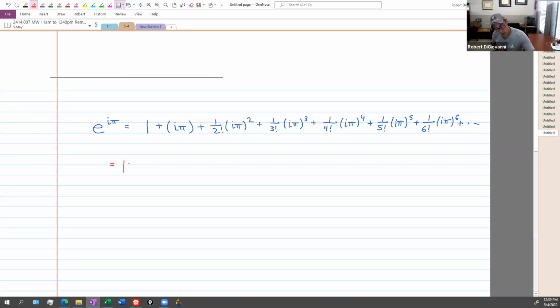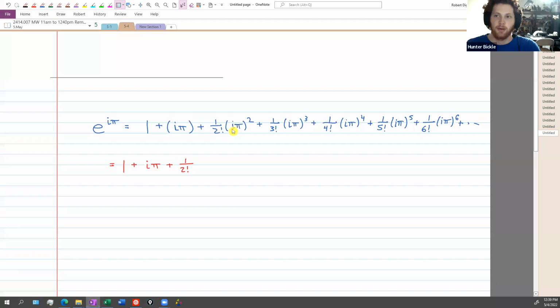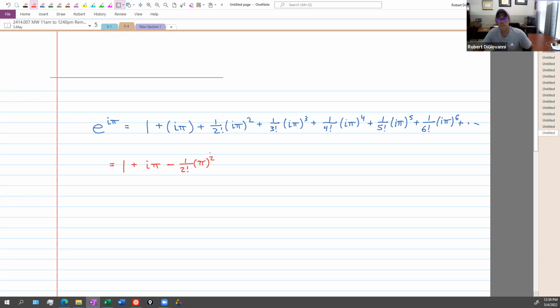Now, this is 1 plus i pi plus 1 over 2 factorial. Tell me what happens here. If I square the i and square the pi, what is i squared? -1. So I'm going to make this plus a minus. And there's no more i because i squared is -1, but I still have pi squared. Now I have plus 1 over 3 factorial. What's i cubed? -i. So I'm going to put the negative out here, put the i here, and then I'm going to have pi to the 3rd power. I cubed the i, that gave me -i. I pulled the negative out front, put the i here, and cubed the pi.